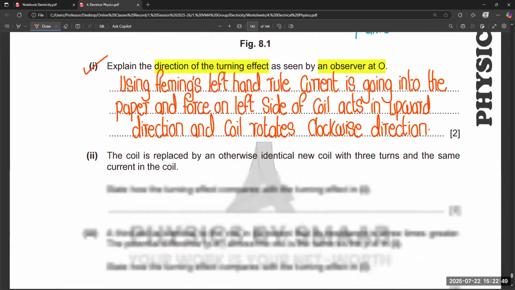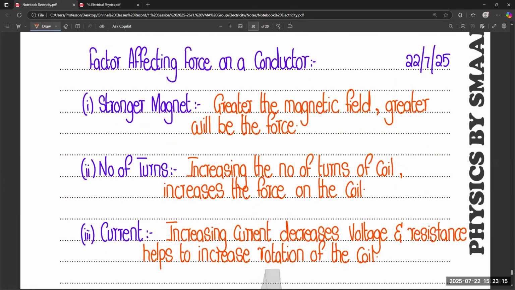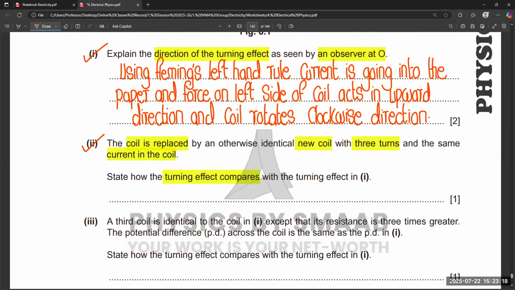Now, if we continue with the second part of the question, the coil is replaced by an otherwise identical new coil. So the coil given in the diagram is replaced by a new coil with three turns and the same current in the coil. State how the turning effect compares with the turning effect in the first part. So if you increase the number of turns, definitely the turning effect also increases.